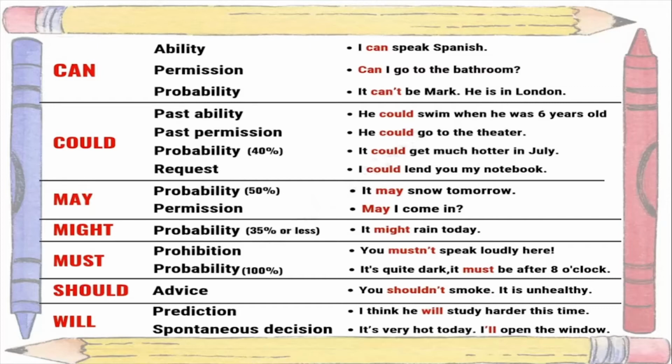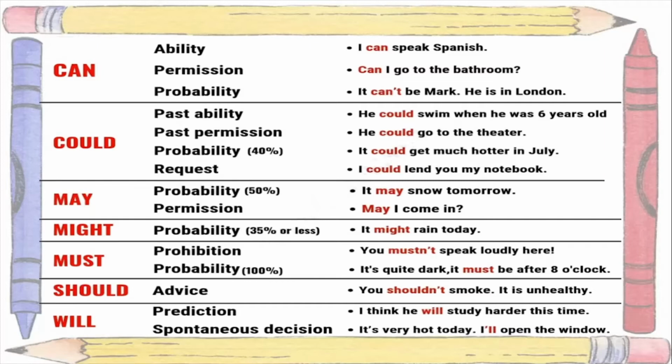Whereas a spontaneous decision means, it's very hot. Suddenly you start feeling hot and you say, I'll open the window. I will open the window. I'll is a short form for I will. So you started feeling hot and you took an immediate decision that you're going to open the window.